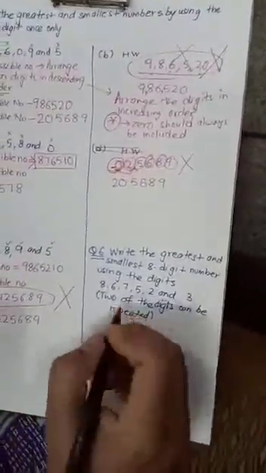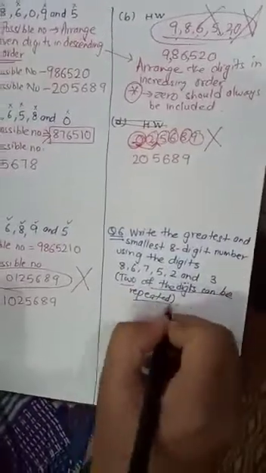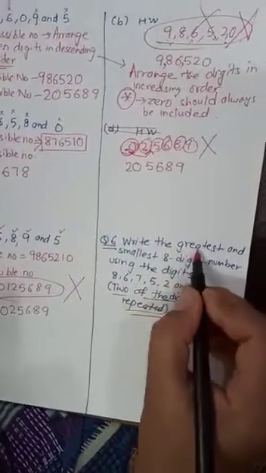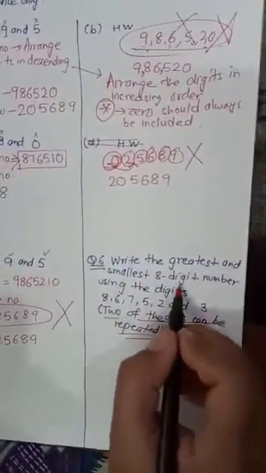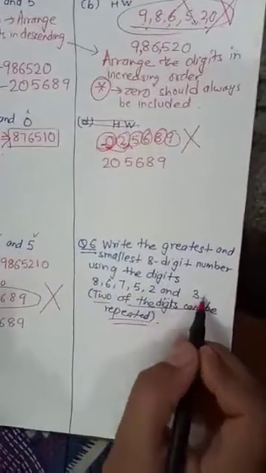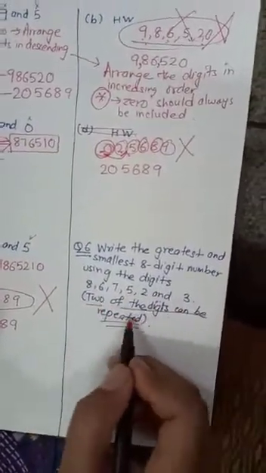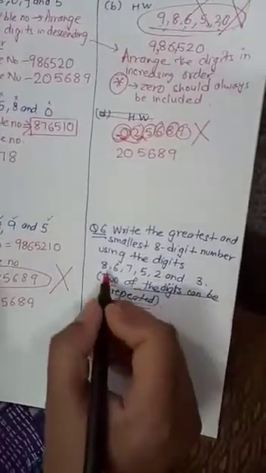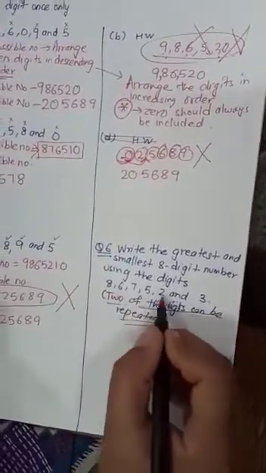Suppose you are given the option of repeating a digit. So this is question number 6. Write the greatest and smallest 8-digit number using the digits 8, 6, 7, 5, 2 and 3, and 2 of the digits can be repeated. So it's our choice. We have been given freedom that we can repeat any of the 2 digits.